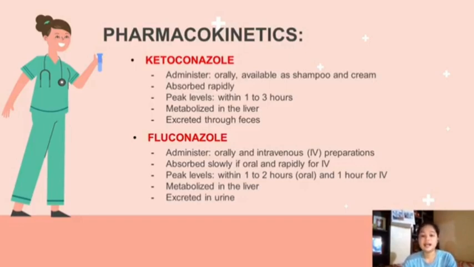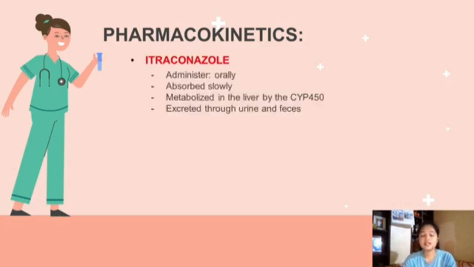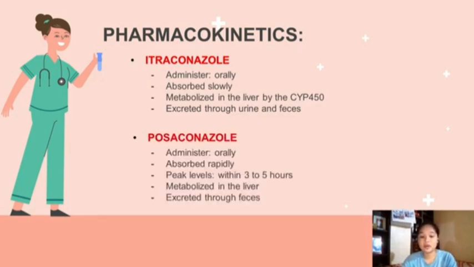The third is itraconazole. It is also administered orally, but it is absorbed slowly, metabolized in the liver by CYP450 or cytochrome P450, which is our group of enzymes, and excreted through urine and feces. Next is posaconazole. It is also administered orally, but compared to itraconazole, it is absorbed rapidly. It has peak levels within 3 to 5 hours and is metabolized in the liver, excreted through feces.